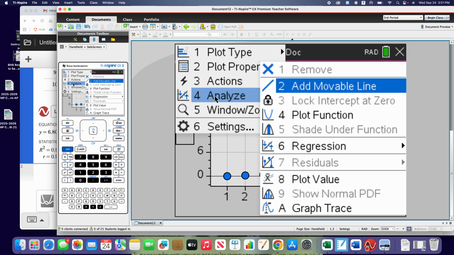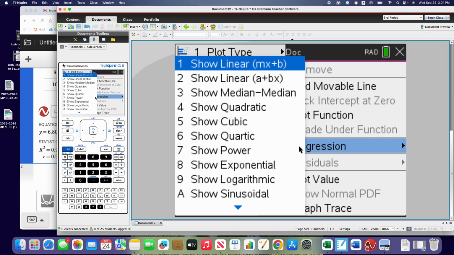You got to do the regression first. There's the residuals, right? But it's grayed out. So you're right. I have to go do the regression first. So I can't find the residuals until I run the regression first. Okay? So I'm going to go run the regression. I'm going to go do linear.